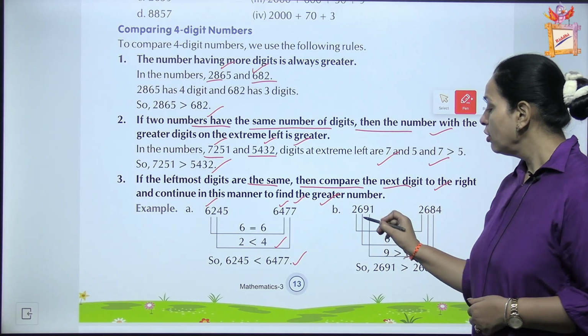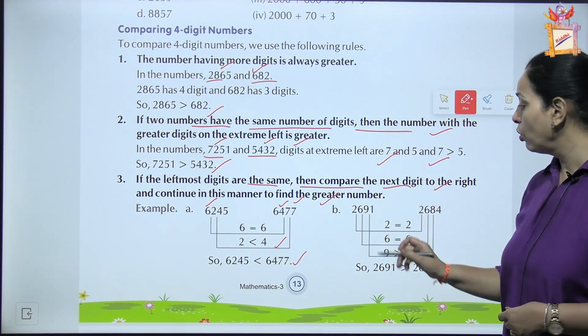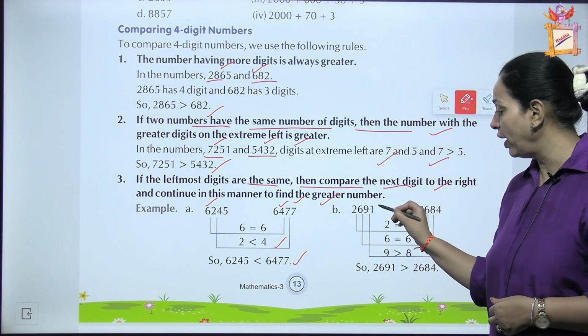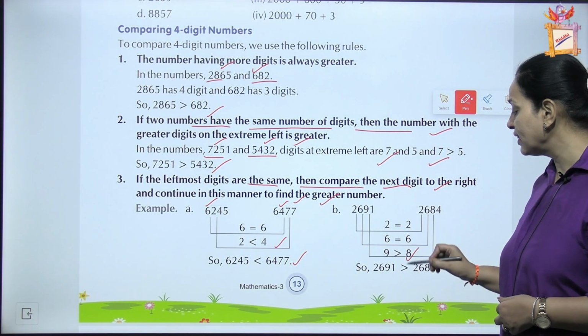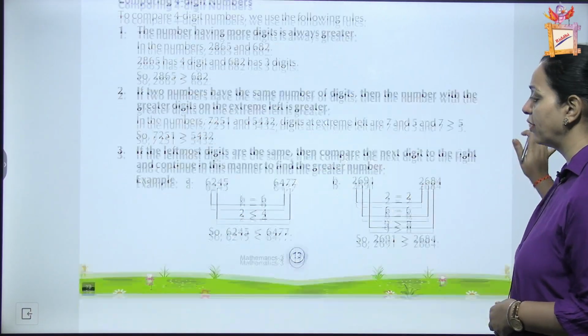Now see here 2691, 2684. 2 equal, 6 equal. So come to next, 9 and 8. 9 is greater than 8. That's why the first number is greater.